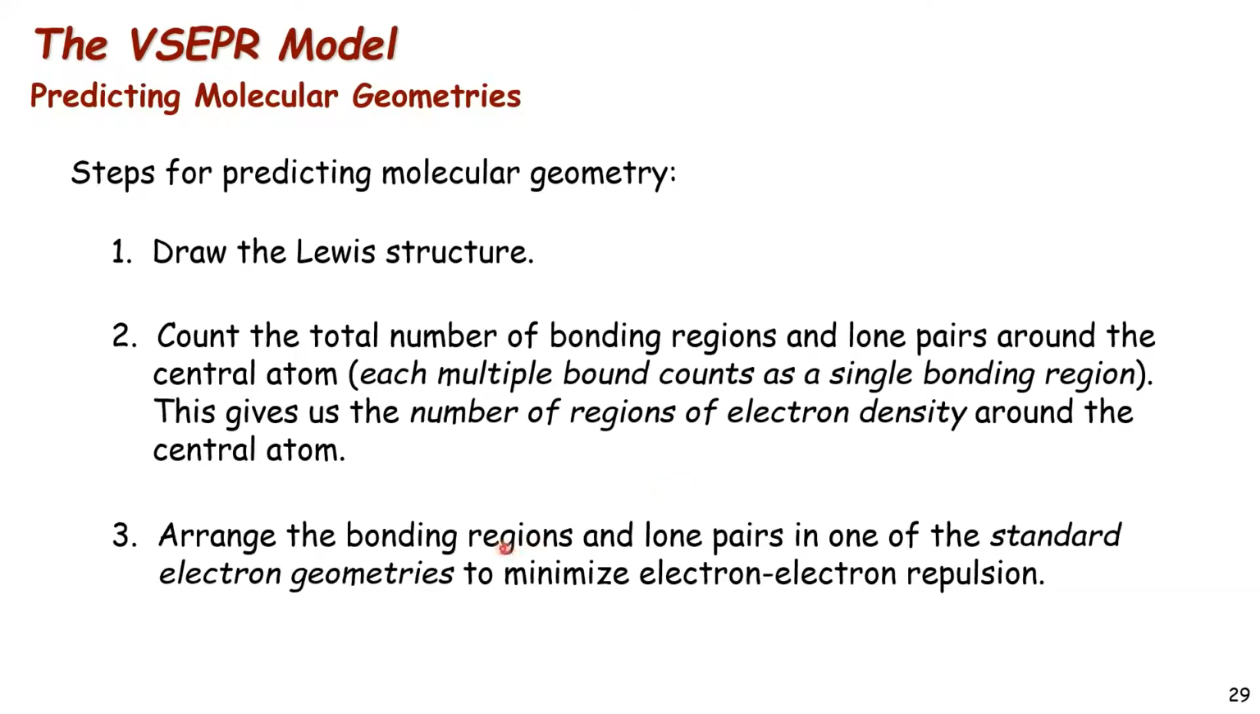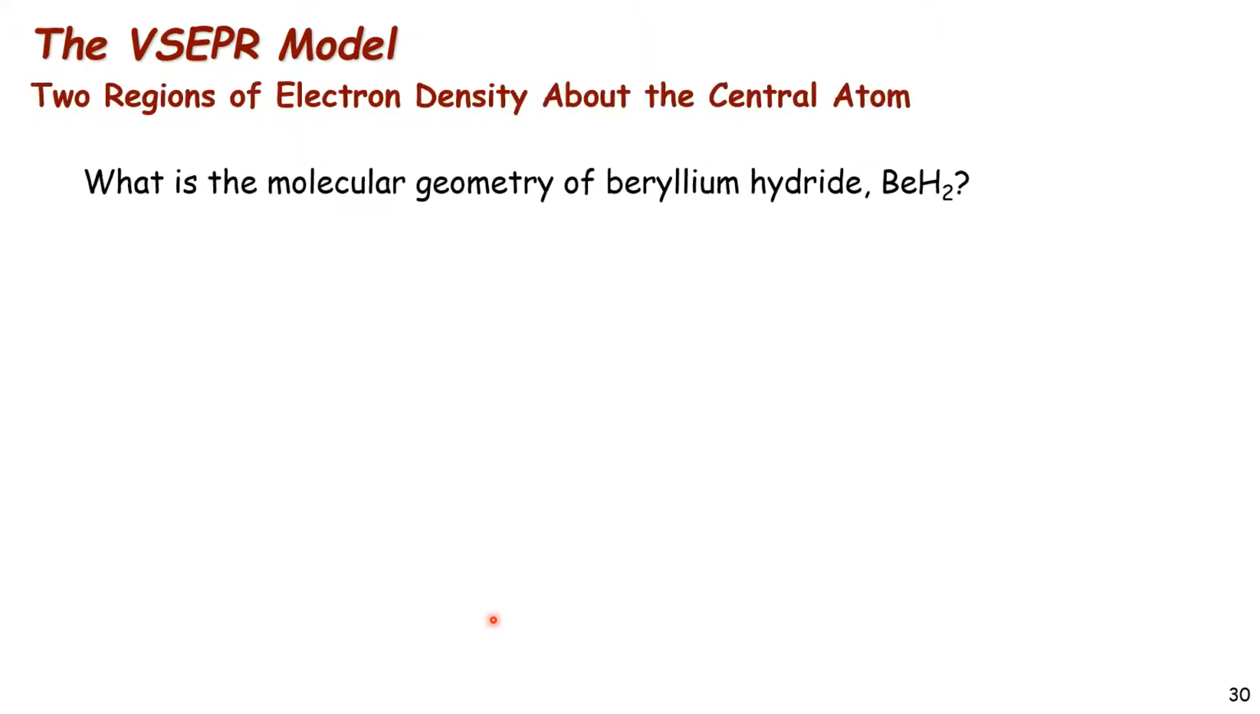Then we're going to arrange the bonding regions and lone pairs in one of the standard electron geometries that we just discussed to minimize the electron repulsion. So let's try beryllium hydride. So we've got Be and then 2 hydrogens.